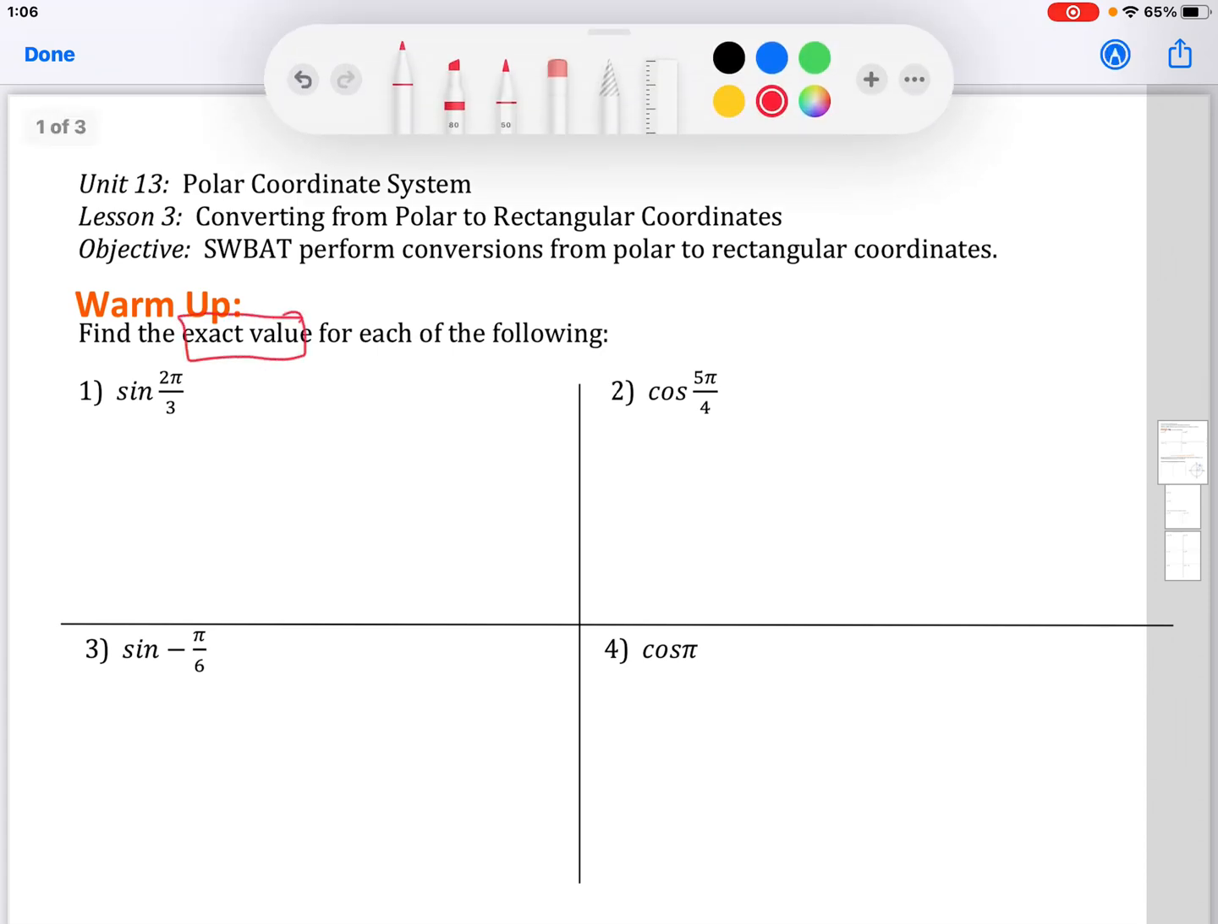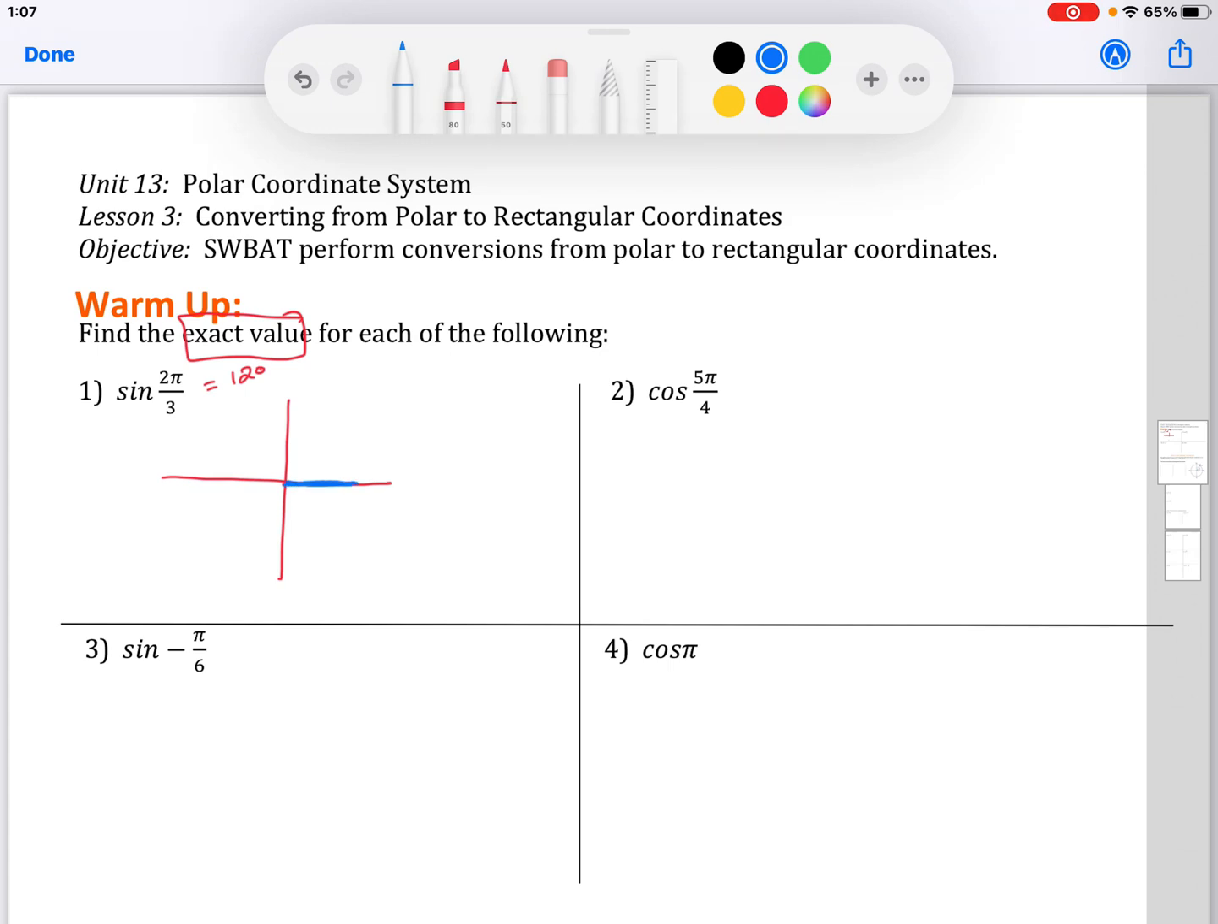Okay, so if you look at the warm-up, it's asking us to find the exact value for each of the following angles. So again, I'm going to work in radians and I want you to get used to the fact that your angles are given in radians and how to use them. So 2 pi over 3, I'm just in the second quadrant, it's 120 degrees, second quadrant. So how do we do this?